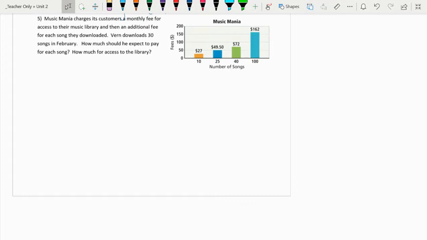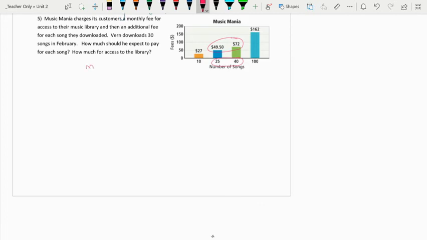So again, when we're looking at this, we're going to try to come up with some sort of equation here. Now again, he is doing 30 songs. So 30 would be somewhere in between the 25 and 40. So because I know it's going to be somewhere in between there, I'm going to use these 2 points. Could you use the 10 and the 100? Absolutely. You would end up with a similar answer, but we're going to use these two. So I am going to try to find the equation of the line of that.